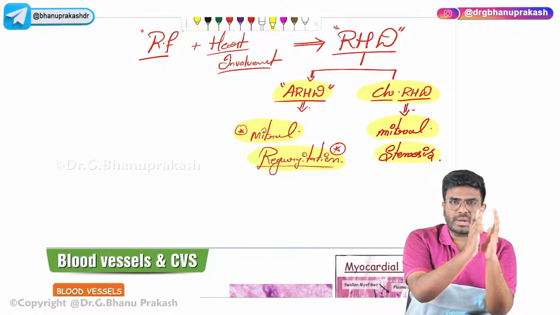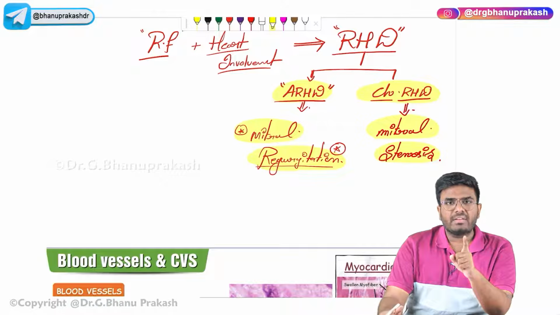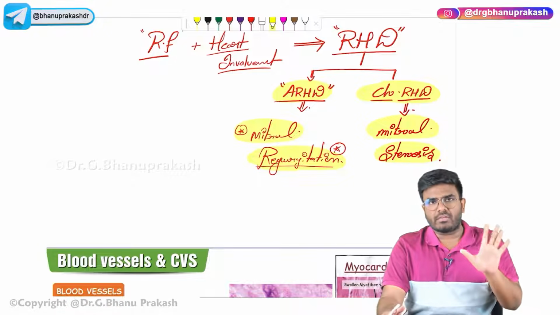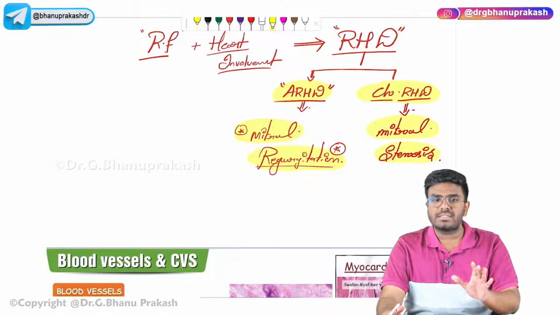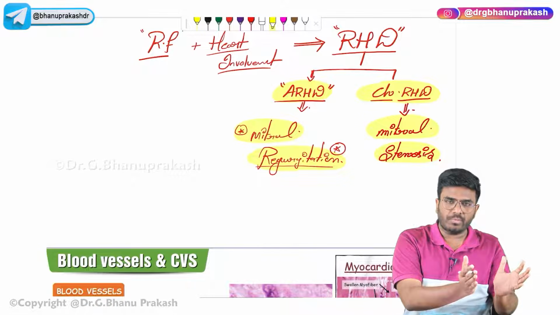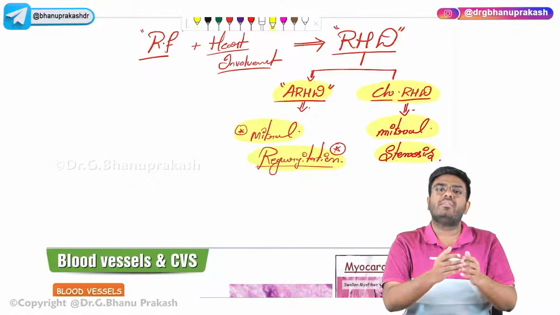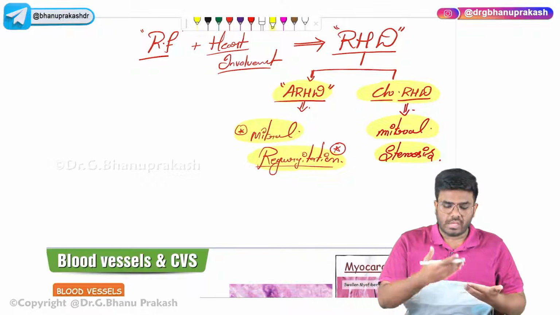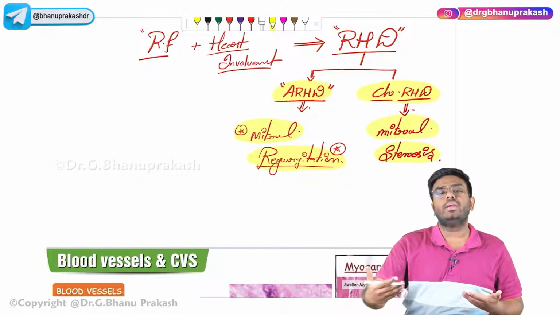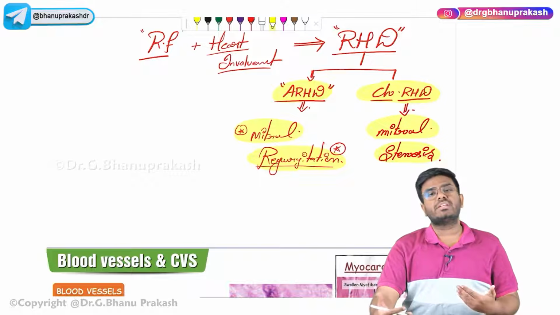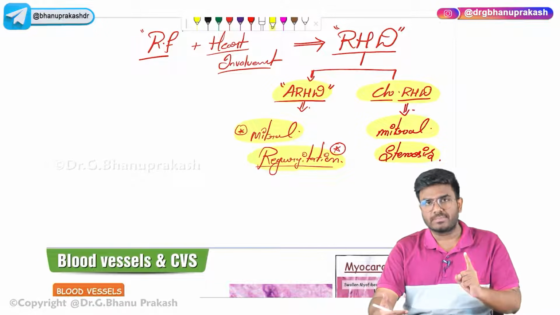So what is the difference between rheumatic fever and rheumatic heart disease? Rheumatic fever is just a simple thing. The heart is not involved. If the heart is involved, then you have to call it as a rheumatic heart disease. In rheumatic heart disease also, initially if you have a problem, then it is acute rheumatic heart disease where the problem is mitral regurgitation. If you have multiple episodes of rheumatic heart disease, then you are going to have the chronic rheumatic heart disease where the patient is going to suffer with the mitral stenosis.